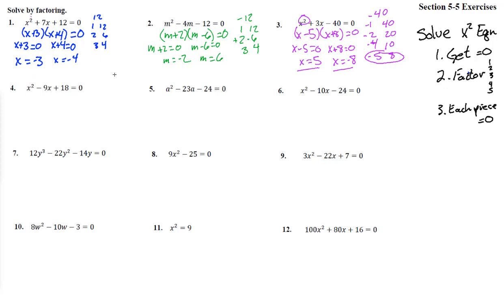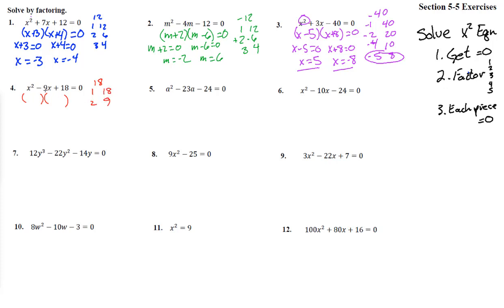Get it equal to 0. Check. Factor, greatest common factor? No. Three terms, leading coefficient 1, so it's going to be a nice easy one again. What multiplies to a positive 18 and adds to a negative 9? 1 and 18. 2 and 9.